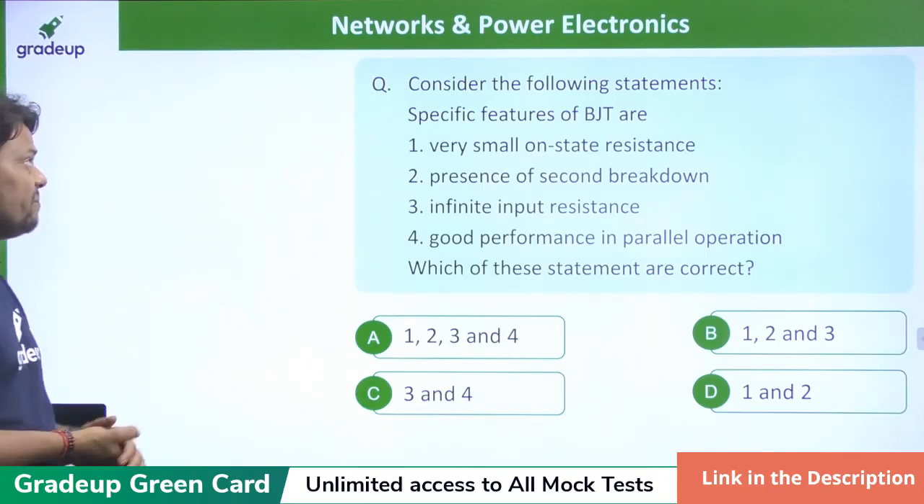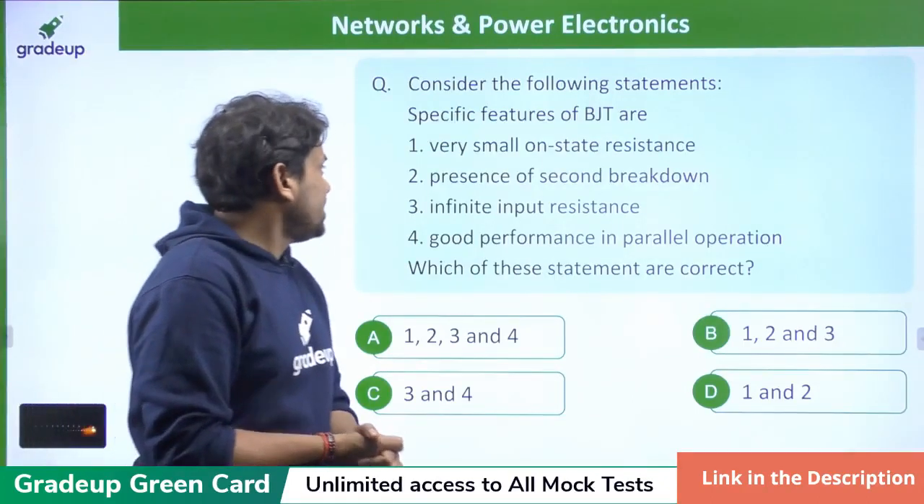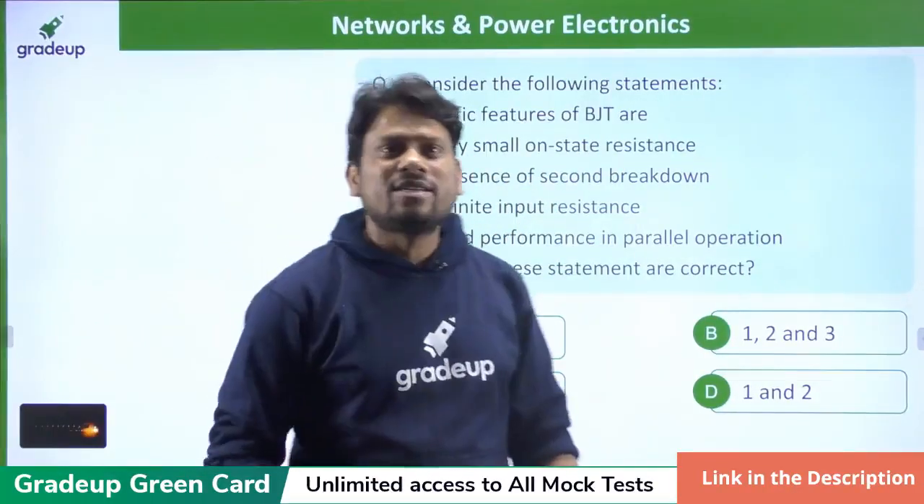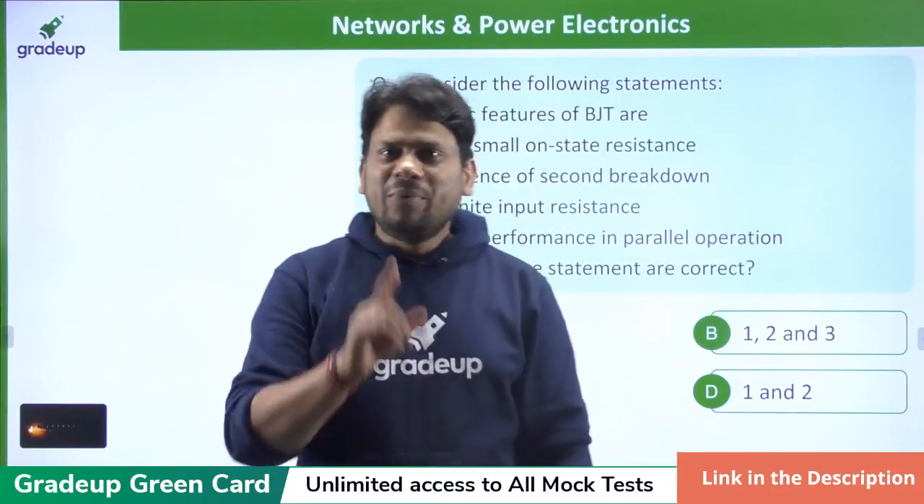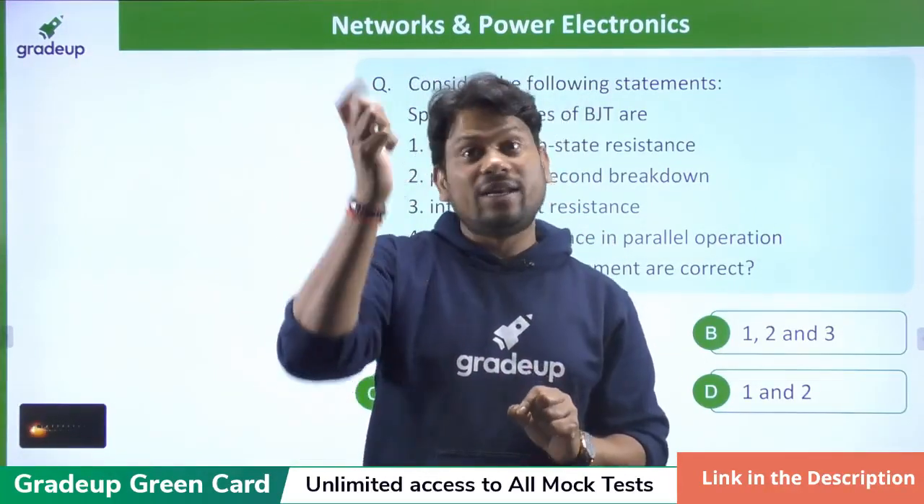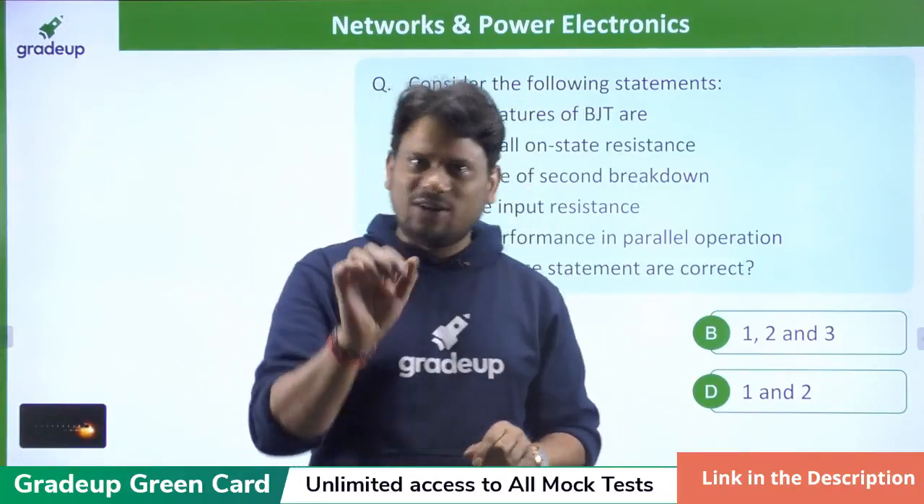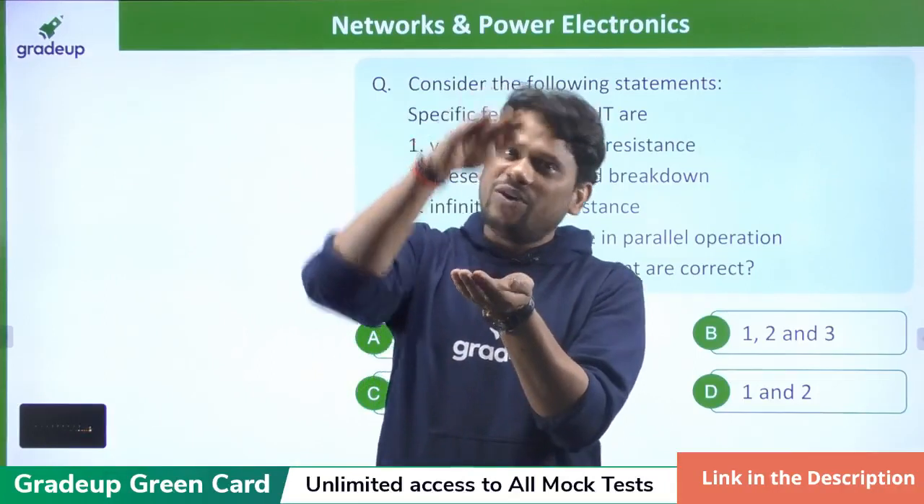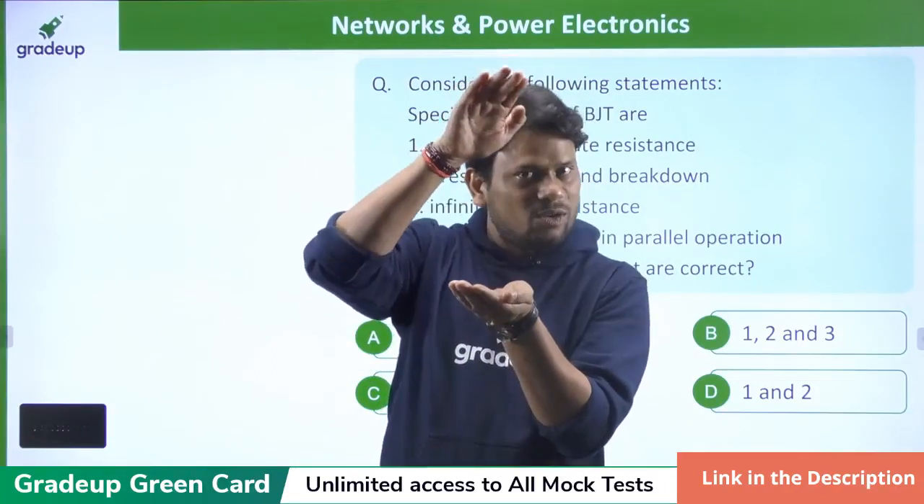Specific feature of BJT. First, listen to me carefully. Very small on-state resistance. What I told you? BJT offers minimum conduction loss in comparison to any other. When will conduction loss be minimum? When, my dear friend, R on is very low. Turn on resistance is very low.